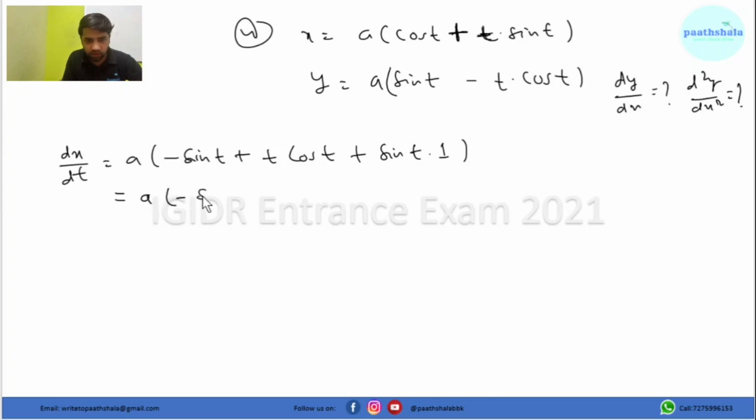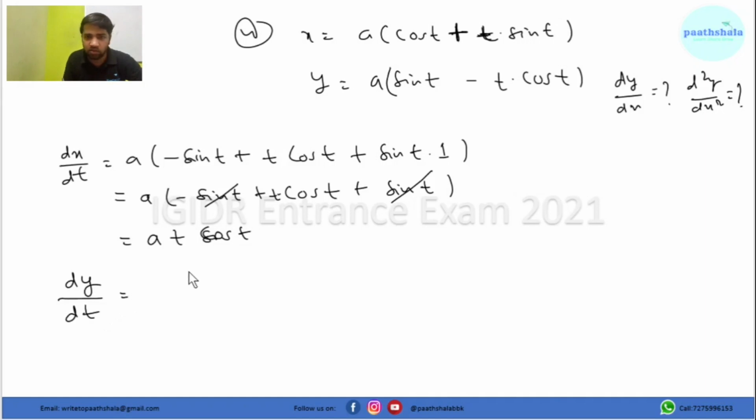Okay, so now let's solve it. So this will come out to be a times minus sin t plus t cos t, plus t cos t and plus sin t. Okay, now sin t gets eliminated, so this will come out to be a t cos t. Then dy by dt, this will come out to be a, differentiation of sin t is cos t. Okay, minus, now we'll again apply the product rule. So t, differentiation of cos t is minus sin t, and then plus cos t into 1.